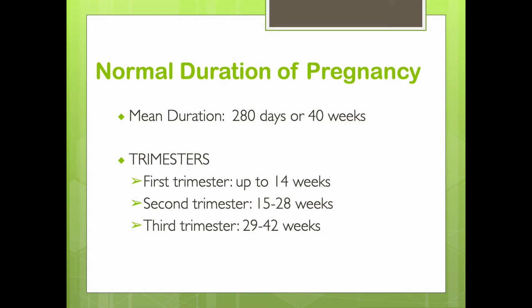Okay, so the mean duration of pregnancy from the first day of LMP is very close to 280 days or 40 weeks. Now, we customarily divide pregnancy into three trimesters, approximating 3 months per trimester. So the first trimester extends through 14 weeks, and then the second is from 14 weeks to 28 weeks age of gestation, and the third one is from 29 to 42 weeks age of gestation.